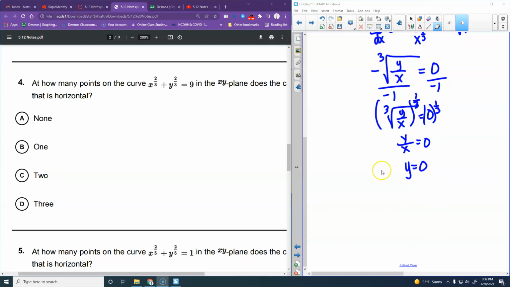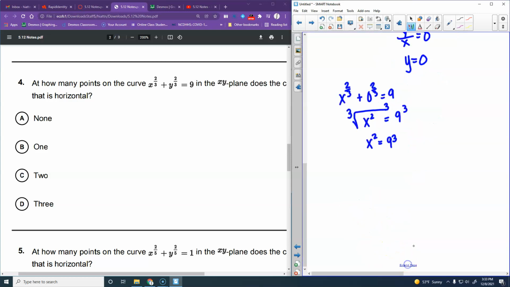So we're going to plug 0 back into the original function to see what happens here. So we'll have x to the 2/3 plus 0 to the 2/3 is going to equal 9. I'm actually going to write the x to the 2/3 as the cube root of x squared equals 9. So to get rid of a cube root, I can cube both sides. So I've got x squared equals 9 cubed.